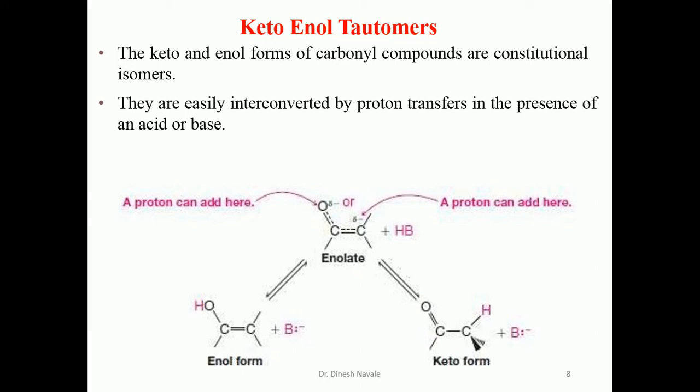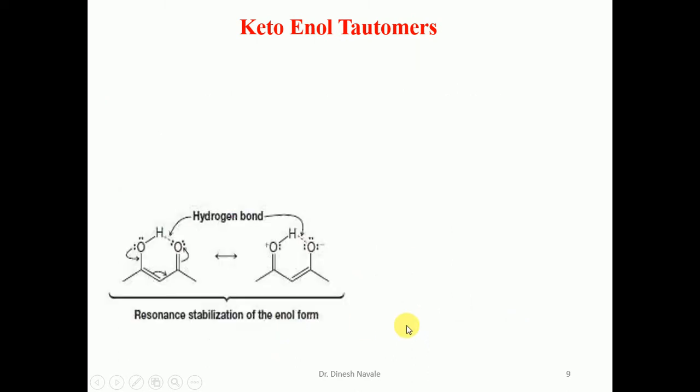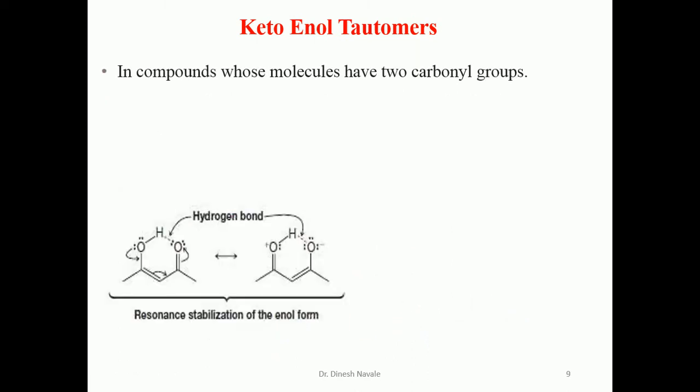As we have discussed, enolization can be carried out by using either acid catalysis or base catalysis. The interconvertible keto and enol forms are called tautomers, and the interconversion is called tautomerism. This phenomenon is called tautomerization, and these two isomers are called tautomers of each other. So these are keto-enol tautomers. Now, in compounds whose molecules have two carbonyl groups, take another example. This compound has two carbonyl groups.